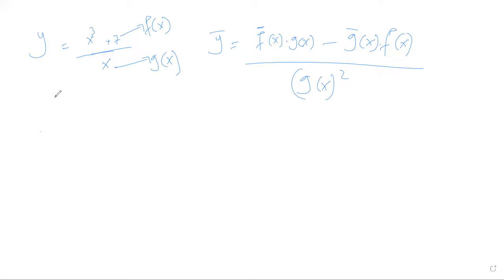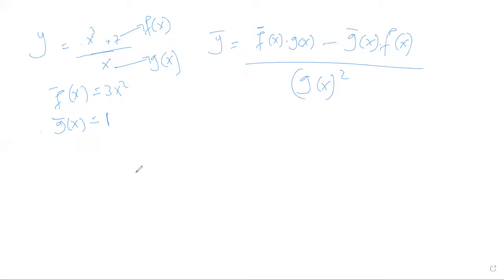First of all, I will prepare the derivative of f(x) and the derivative of g(x). The derivative of the constant will be 0, and the derivative of x cubed will be 3x squared. This 3 I will put here, then I subtract 1. The derivative of g(x) will be 1, because the power is 1. Once the power is 1, it's 1.